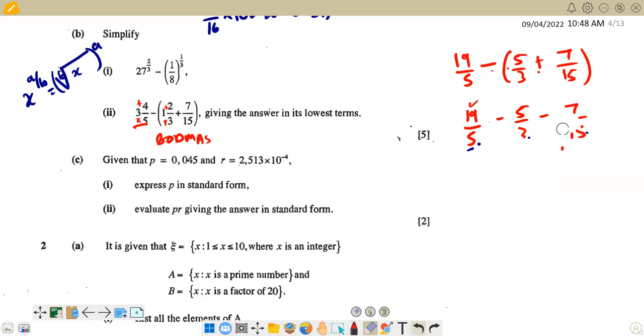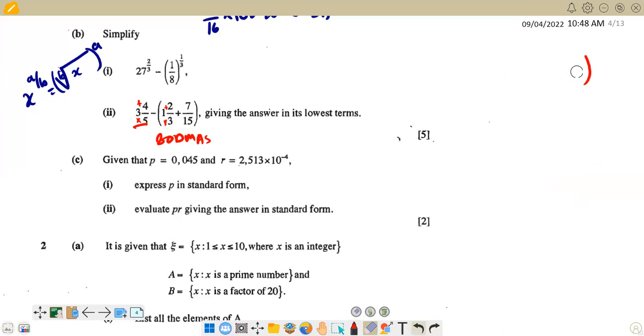Okay, so now we are given P, which is equivalent to 0.045, and we've got R, which is 2.513 times 10 to the power of minus 4. All right, so this is what you're given, and you're asked to express P first in standard form. That is the first part. So you have to express this in standard form.